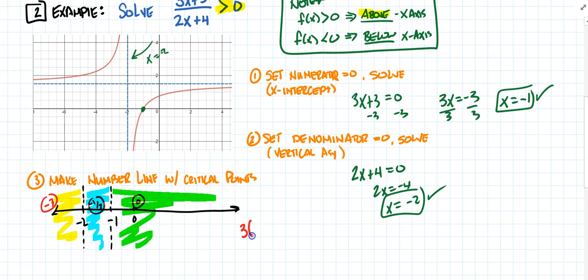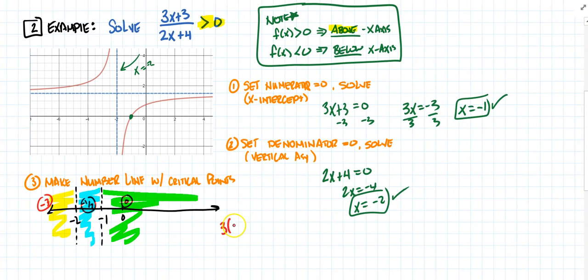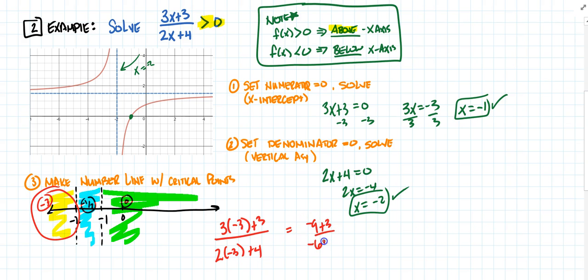So if I took 3 times -3 and then added 3, divided by 2 times -3 and added 4, I would evaluate this, and I'm evaluating this region right here, the yellow region. So this would give me what? -9 plus 3 over -6 plus 4. -9 plus 3 is -6. -6 plus 4 is -2. Negative divided by negative is a positive, and that's what we're looking for because it's greater than 0. So in this region, things are going to be positive, which clearly it is.